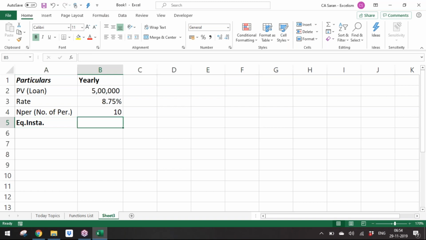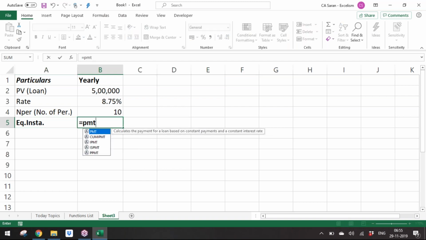Now, what is the function we have? PMT. The beauty of the financial functions is you need not think so much about whether Excel is looking into the second column, first column, what it gives, and so on. Whatever parameters it is asking, just keep the parameters one after the other. As I told you on the first day itself, arguments are nothing but the parameters which are required to calculate a particular function.